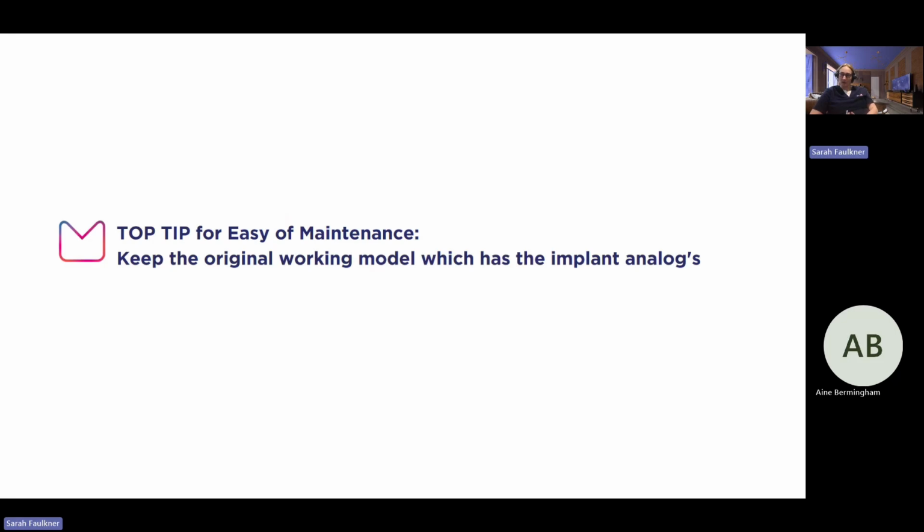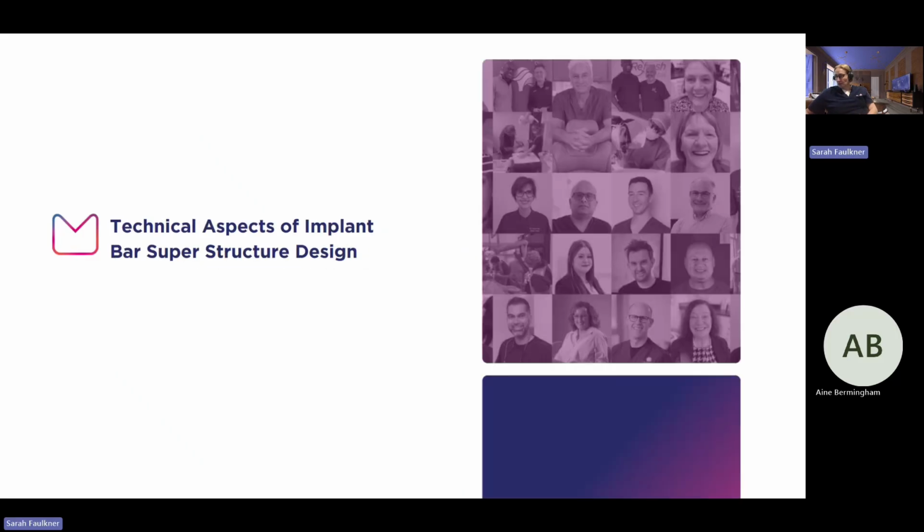So we have that working model, so that at the final stage I can actually put the patient's current bar onto that model to be able to process the overdenture. So if you have patients who are having these, give them the model and just factor the costing of the analogues and everything into it.